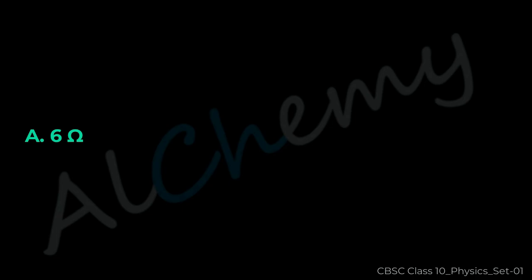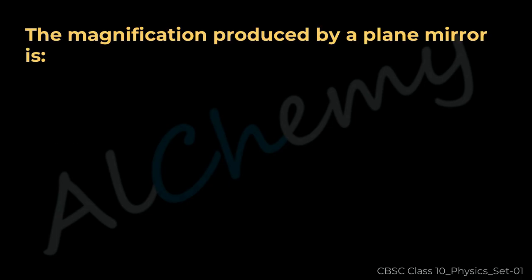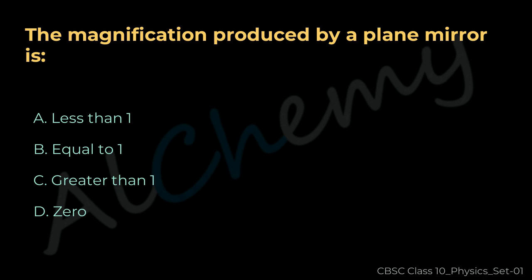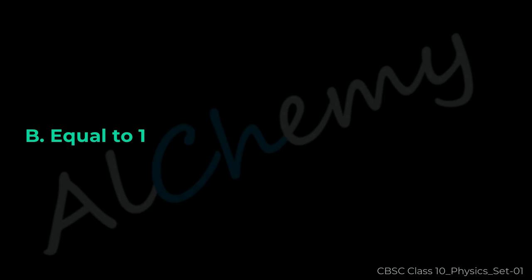6 ohms. Question 18. The magnification produced by a plane mirror is A. Less than 1, B. Equal to 1, C. Greater than 1, D. 0. The correct answer is B.